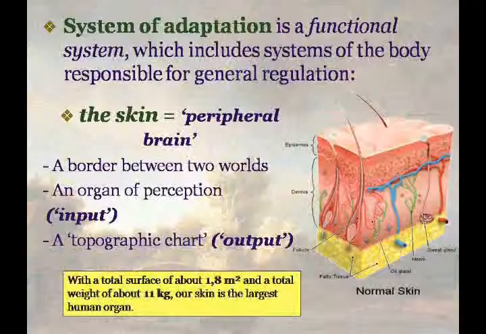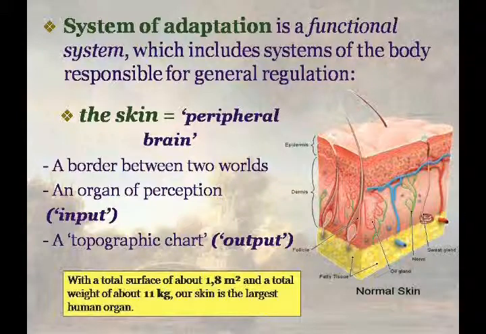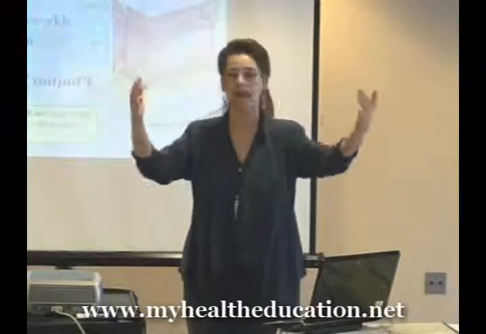Now, what are the elements of the system of adaptation? One of the very natural elements is the skin, because it's the natural border between the outside world and the inside world, right? So skin is actually the largest organ in the human body. I don't know if you realize it, but it has a surface of about 1.8 square meters, so it's a pretty large organ, and it weighs about 11 kilos. So our skin is the computer screen of the body. Anything that is going on inside the body will be reflected on the skin. Anything that the body experiences will be reflected on the skin.